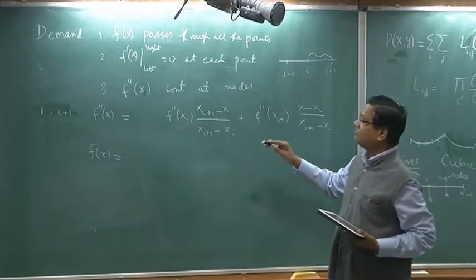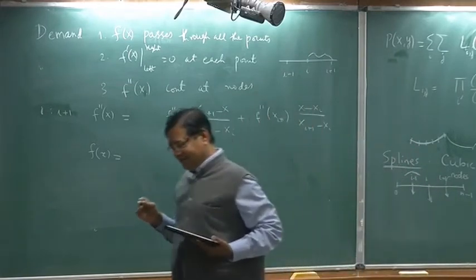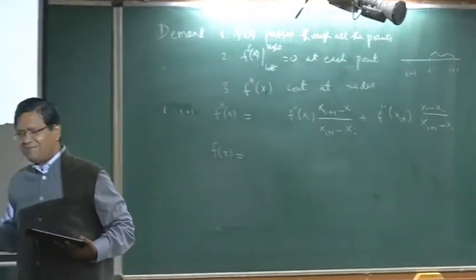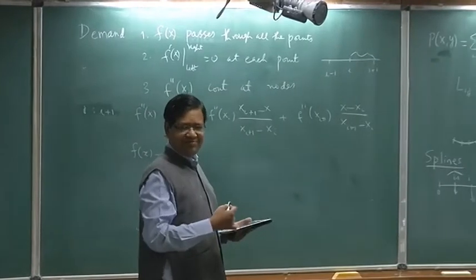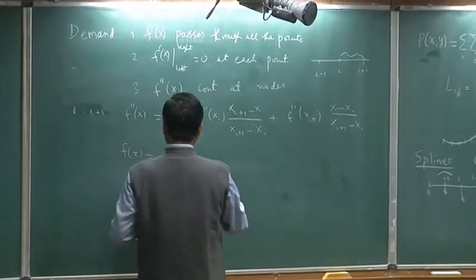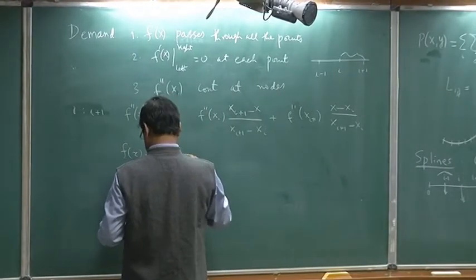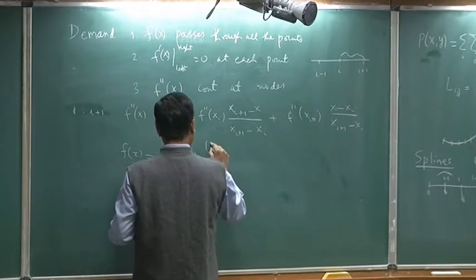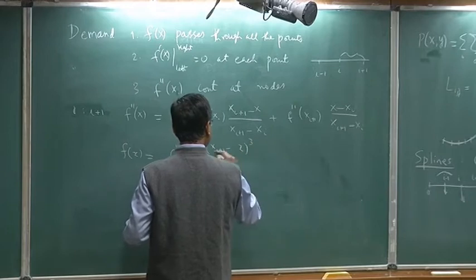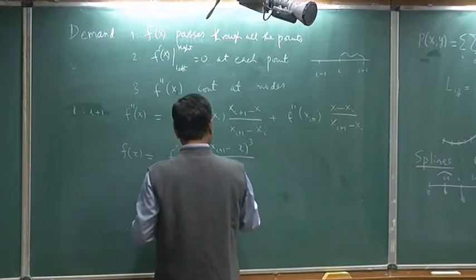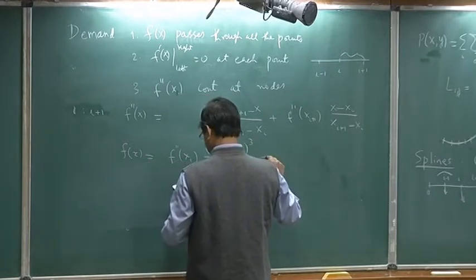Say that f of xi is yi, and f of xi plus 1 is yi plus 1. So I will not do the algebra, and I just write down the function. This one I write fully, even though I'll share these notes, but let me write this.